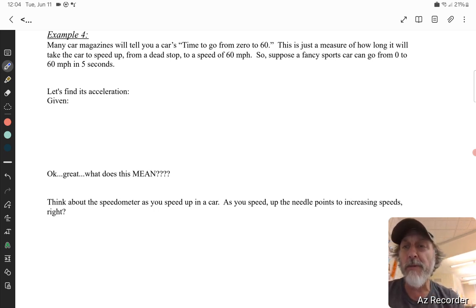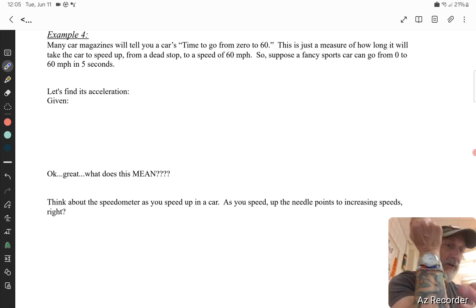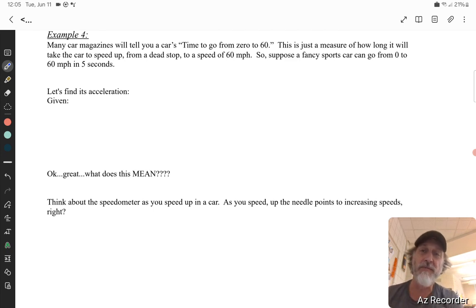Okay, so example number 4. Many car magazines are going to tell you the amount of time it takes for a car to go from 0 to 60. What that does is it measures how much time it takes for the car to speed up from a dead stop to a speed of 60 miles an hour.